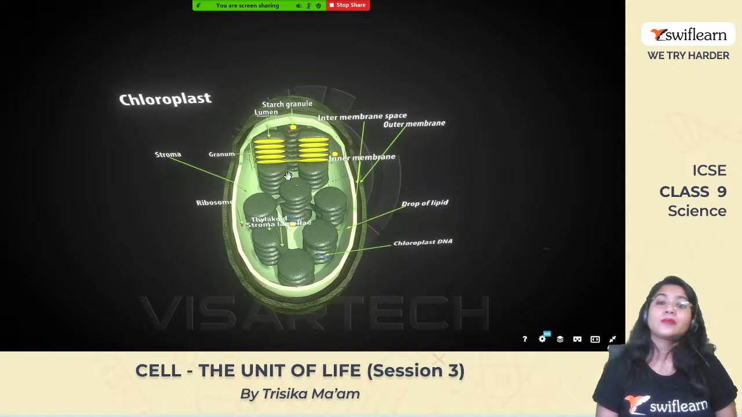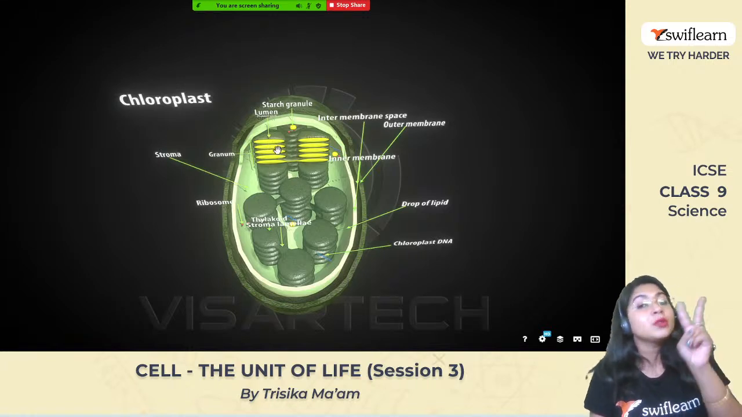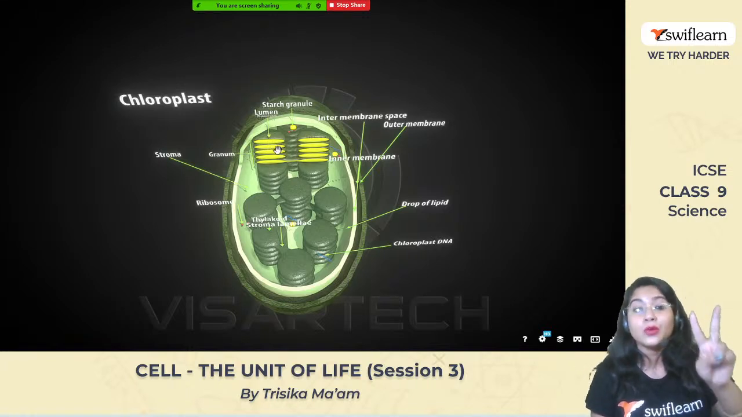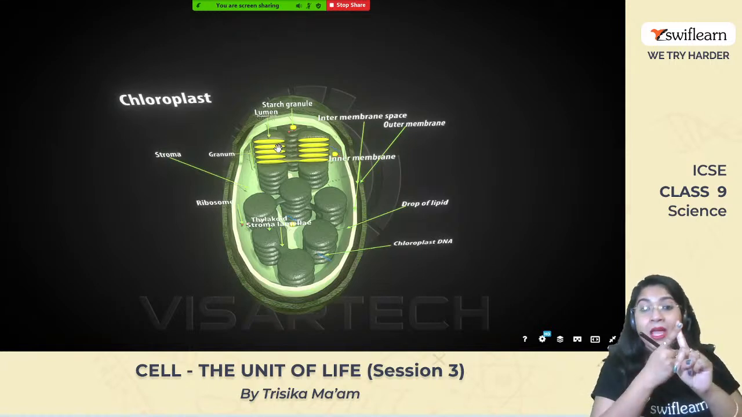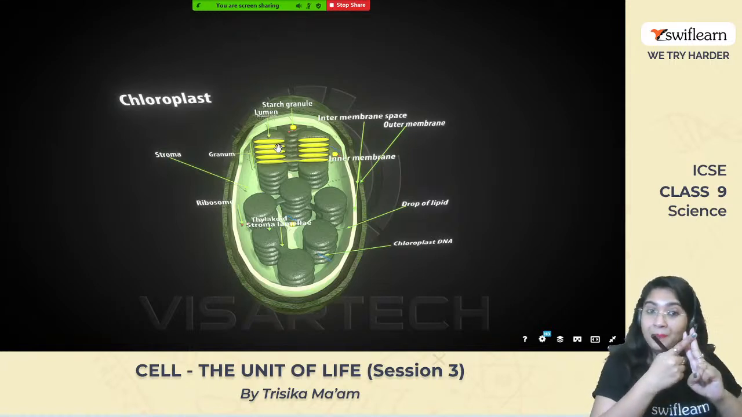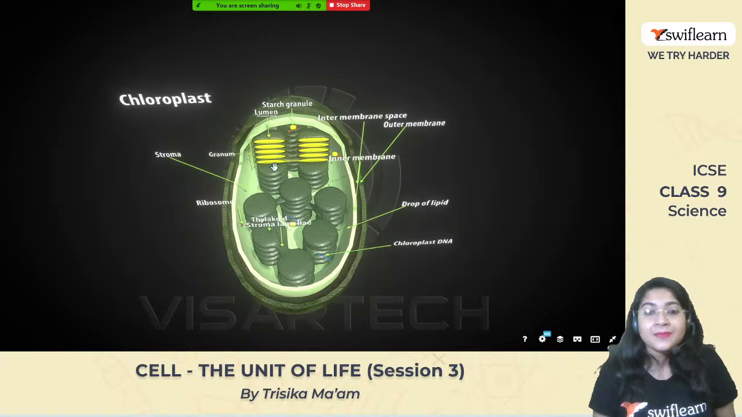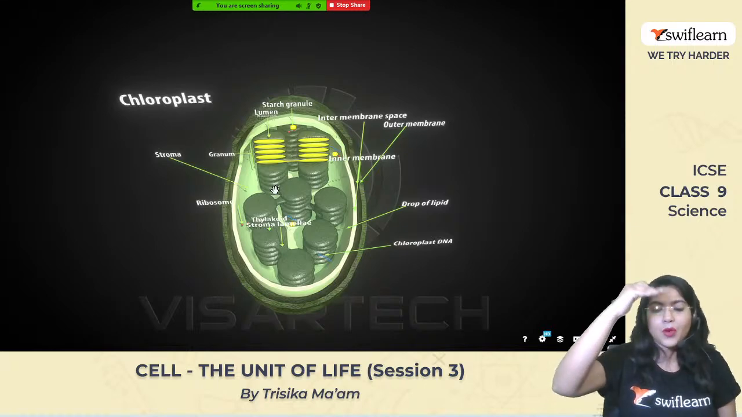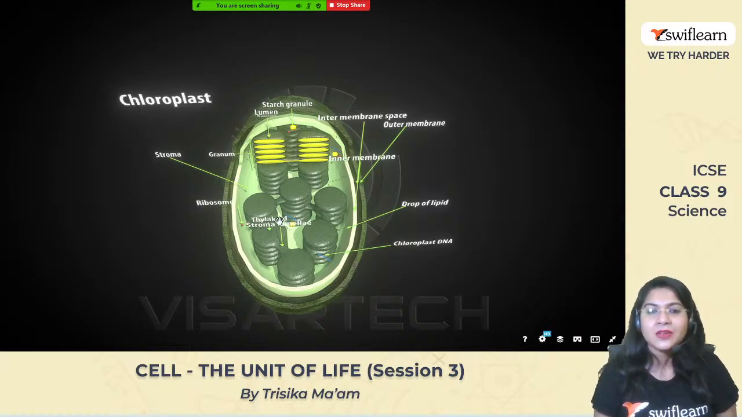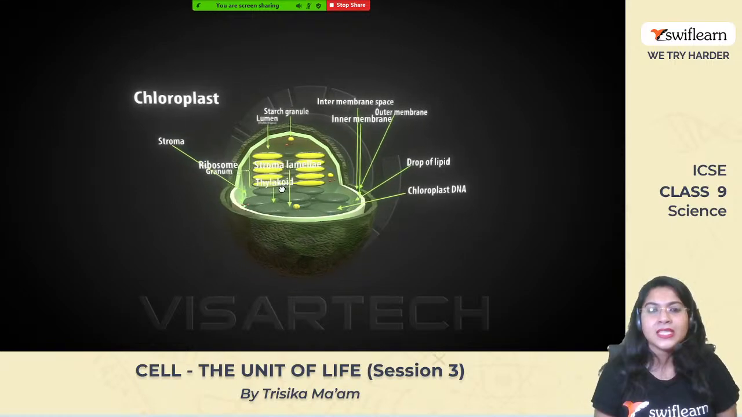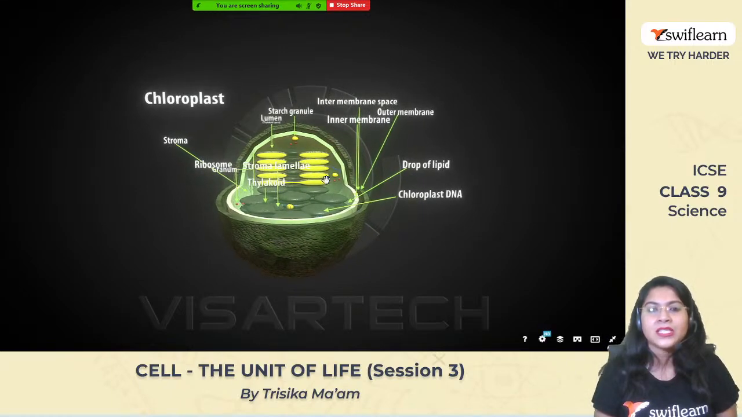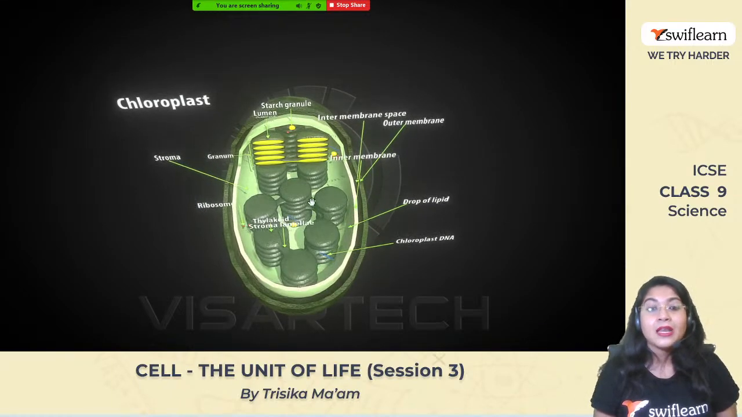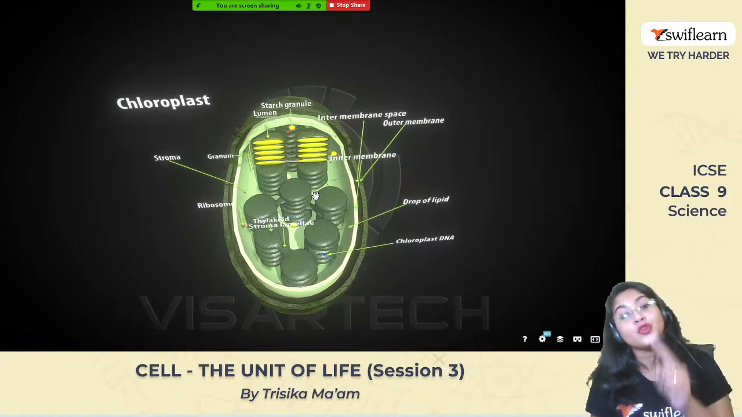Fine. So the main two things which are present within the chloroplast are granum and stroma. I have already mentioned what the grana are. These are the disc-shaped structures stacked one upon another. If you see the side view, these are the grana. Now let us find out what the stroma is.